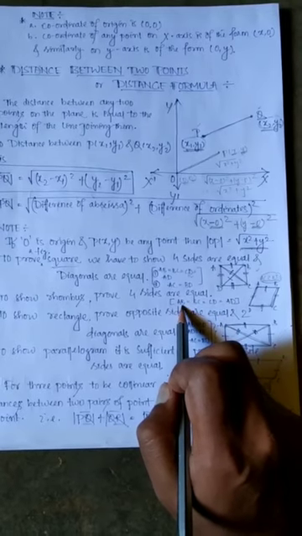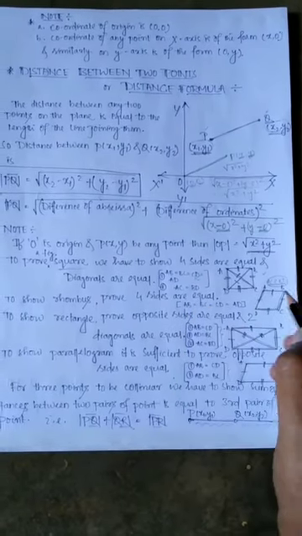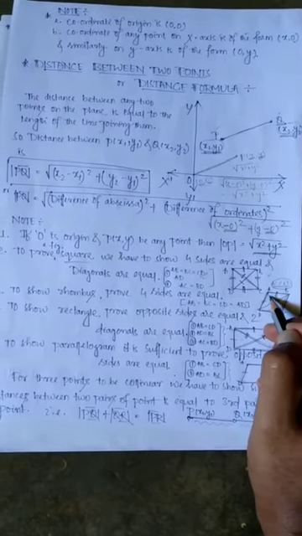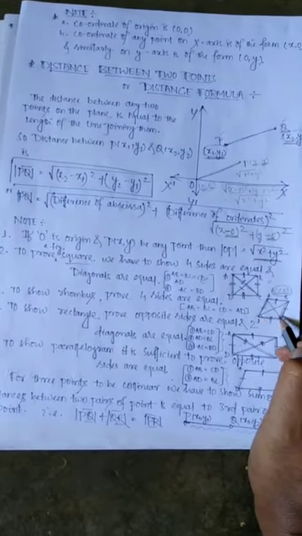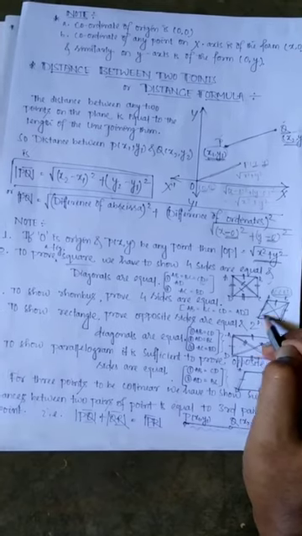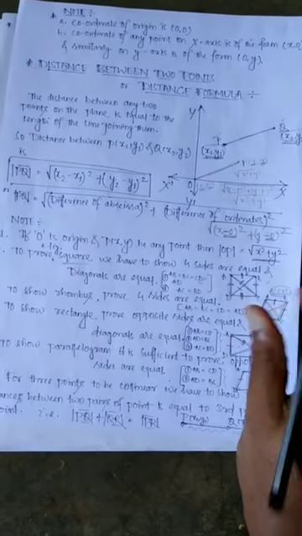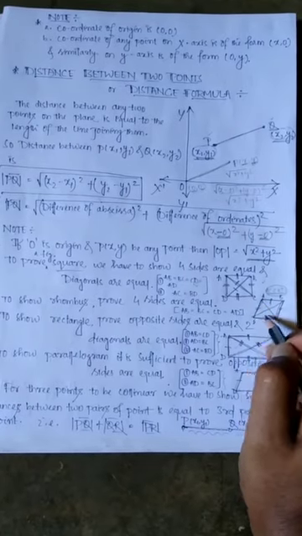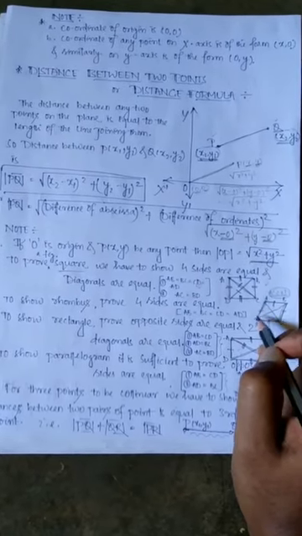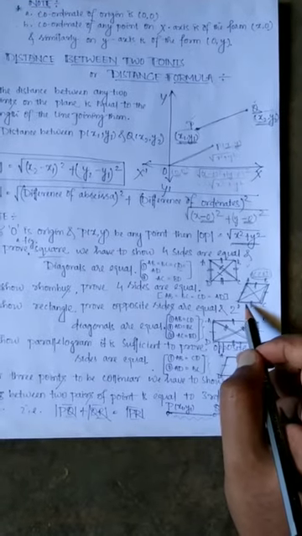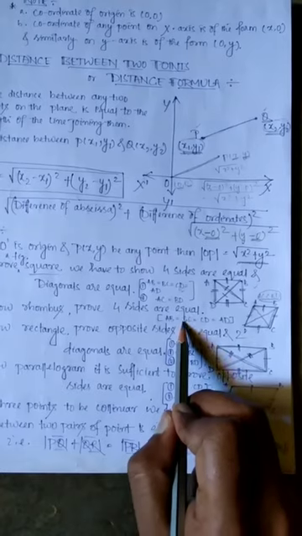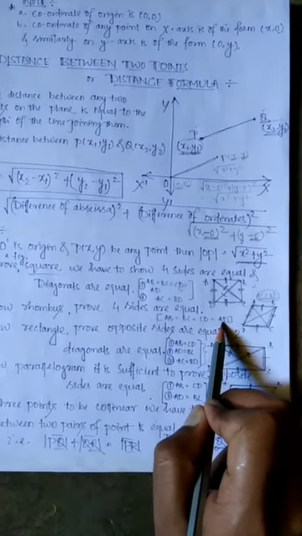Next, in a rhombus, the diagonals are not equal. Here, the length of one diagonal is less than the length of the other diagonal. So what we need to prove, basically, is that the lengths of the four sides are equal. So what we have written here is AB equal to BC equal to CD equal to AD.